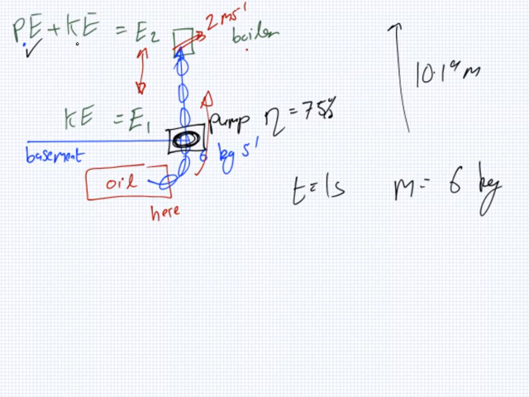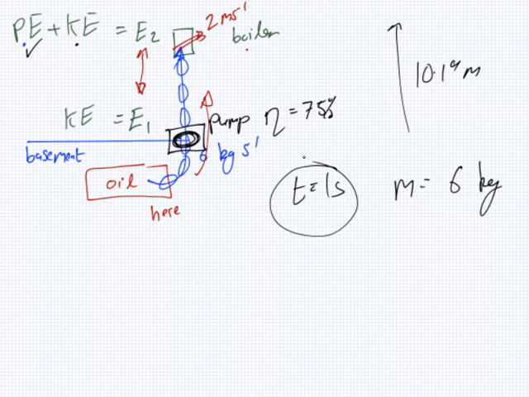And for kinetic, we need to know the mass and the speed. Do we know the mass and the speed? Yeah. And we said we're looking over a per second basis. We look at what happens in 1 second. It takes 6 kilograms and pushes it. So the time is 1 second. The pump is doing this work over 1 second.